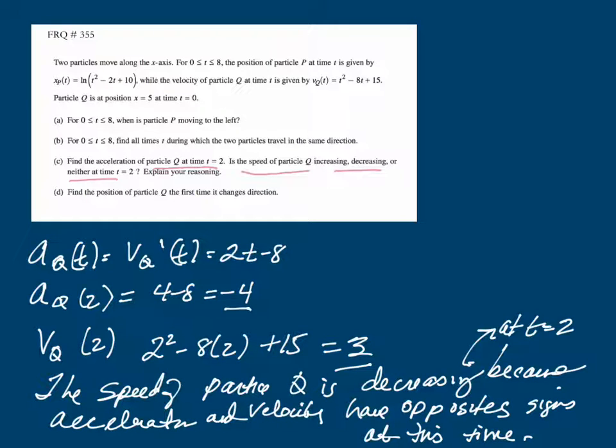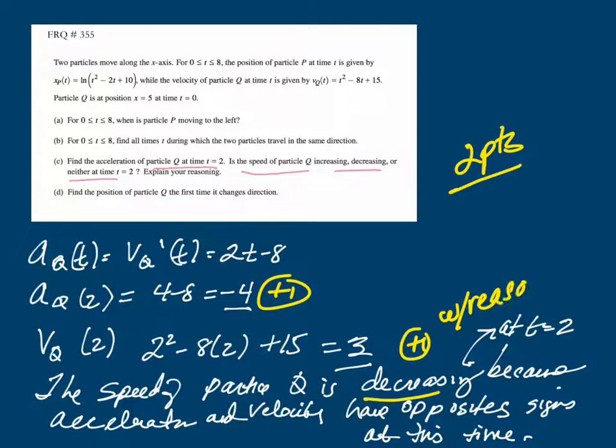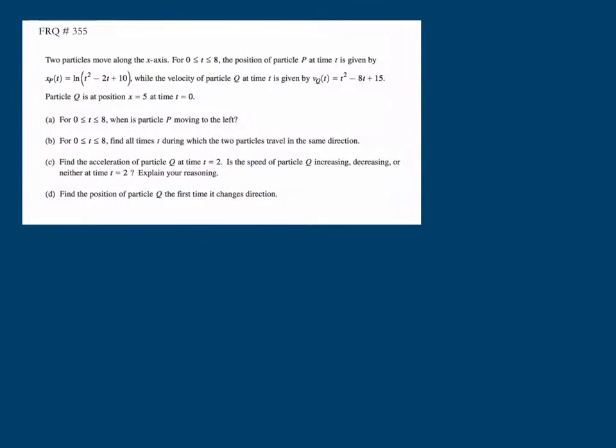Okay, so let's get the points for this one. You get 2 points for this. You get 1 point for the acceleration, so 1 point for getting negative 4, and you get 1 point for saying it's decreasing with the reason. Okay, so that's 2 points for that. Now let's go on to part D.